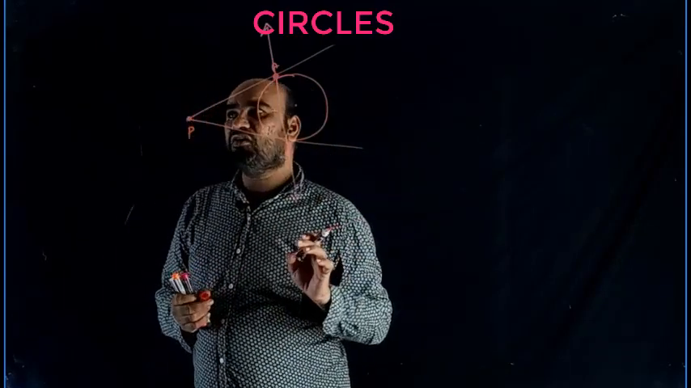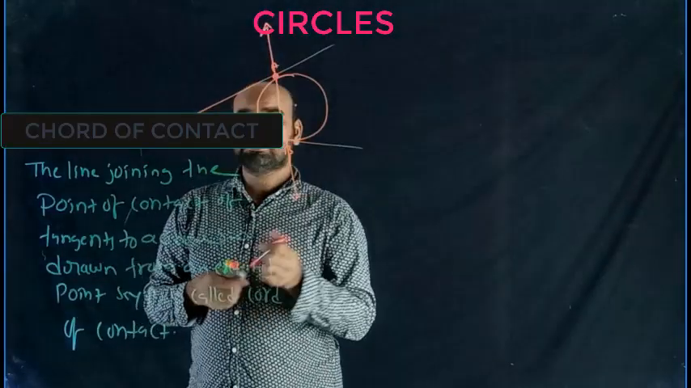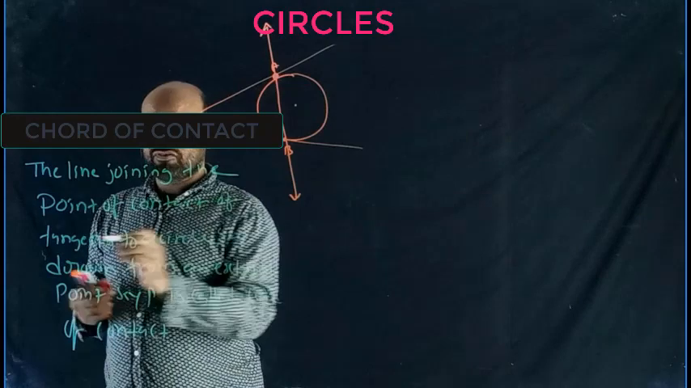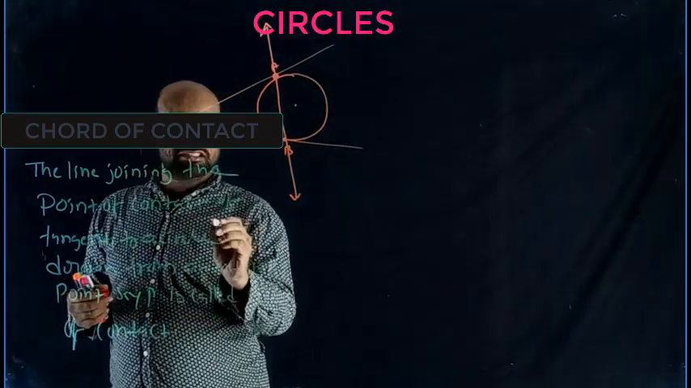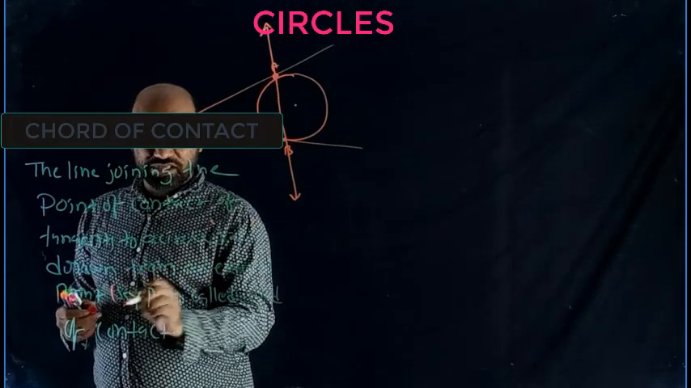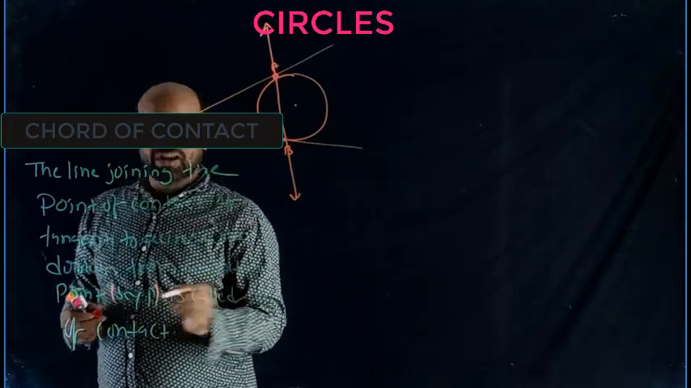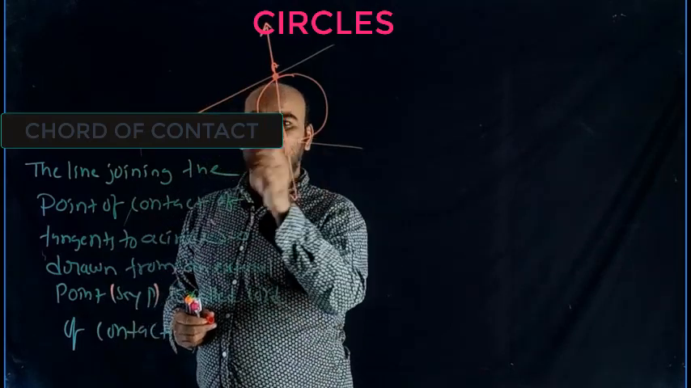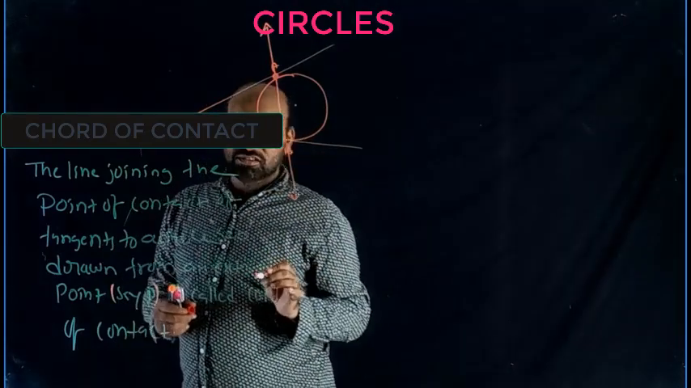So now I want to write the definition. Students, listen to the definition. The line joining the points of contact of tangents to a circle S equal to 0 drawn from an external point, say P, is called the chord of contact. Actually, this is called the chord of contact of the circle with respect to P. That is the correct word.